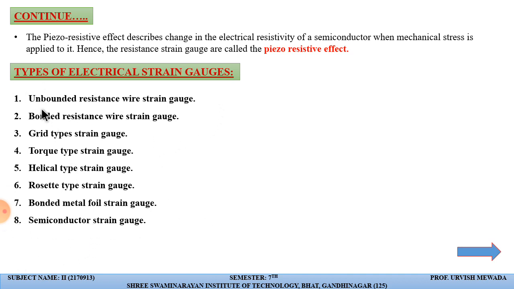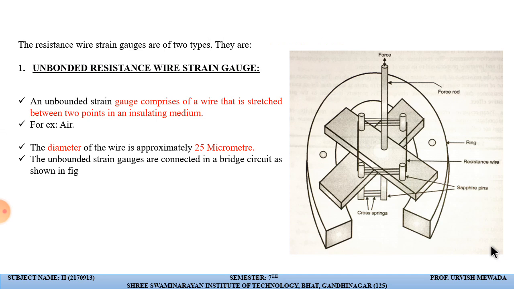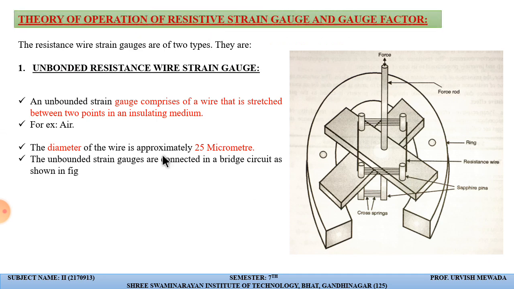So we'll start with the first types of strain gauge. There are two types of strain gauge in this lecture. The first is unbonded and the second is bonded. First is the theory of operation of the resistive strain gauge and the gauge factor. Before we derive the equation of the gauge factor, we should know the unbonded resistance wire strain gauge.